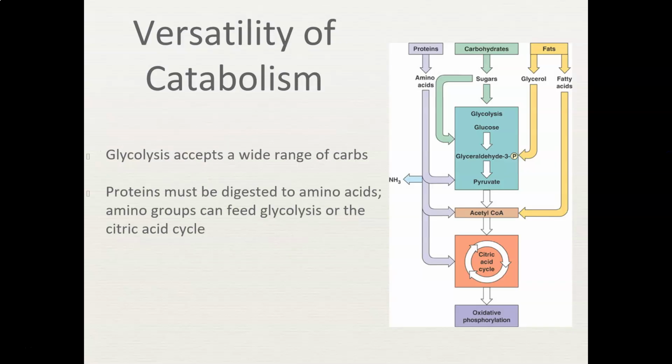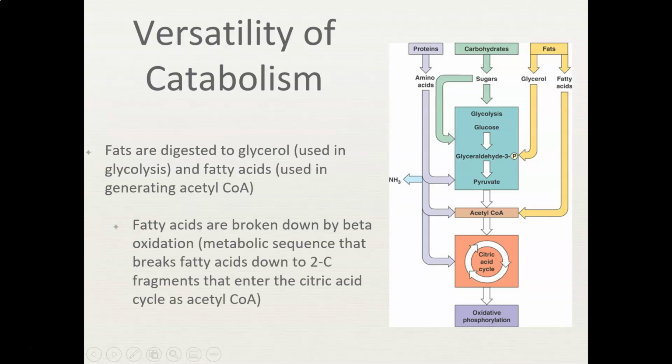Glycolysis also accepts a wide range of carbohydrates. It doesn't have to just be glucose. So depending on what that sugar is, we'll break it down into its component monosaccharides, more than likely, and then again feed it through the cycle. Those proteins have to get digested into their constituent amino acids. We pull off the amino groups, so that nitrogen and hydrogen, and then can also feed them into glycolysis or into the citric acid cycle. And again, those fats can get digested into the glycerol, which can get fed into glycolysis, and the fatty acids can be used in the conversion to acetyl-CoA.